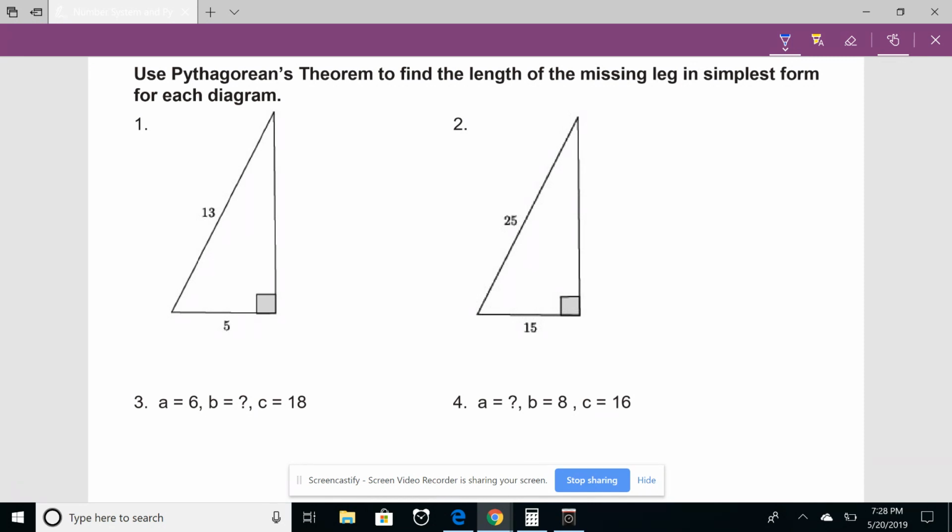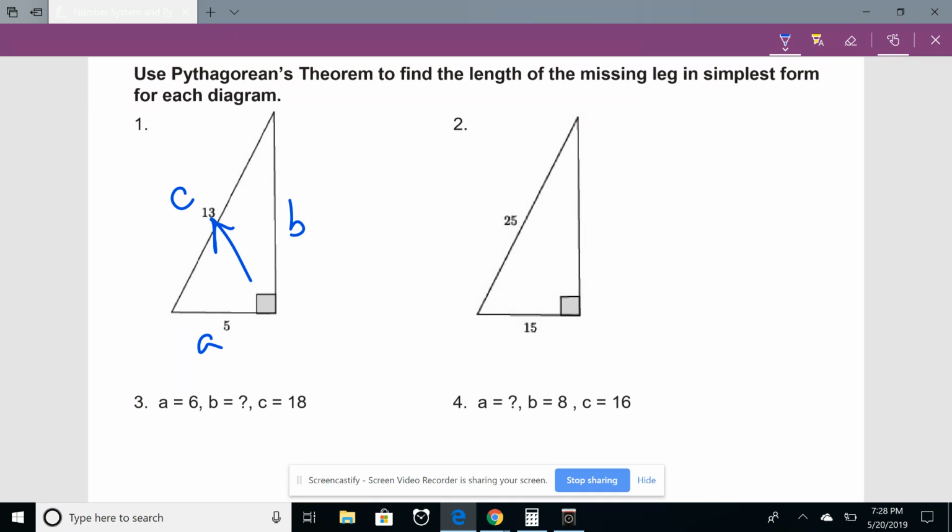Okay, we know our hypotenuse, which is the longest side, is across from the right angle. So 13 is going to be my C. 5 is going to be one of the legs. It really doesn't matter A or B, whatever the leg is. I'm going to call it A. We're going to solve for B.